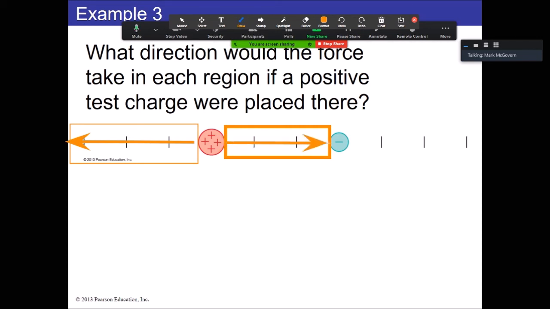So it doesn't matter where you put it in there, right? We're going to have motion to the right, or it's going to try to move to the right. Okay, that's my right. That's my screen. That's my right. Okay. What about over here?